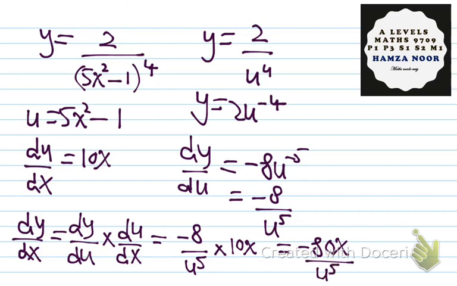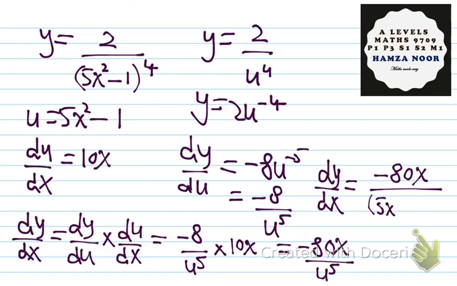But wait a minute, we need dy over dx, so the whole thing must be in the form of x. So what was u? u is 5x squared minus 1. So your final answer is dy over dx is equal to minus 80x divided by 5x squared minus 1 whole thing raised to the power 5.